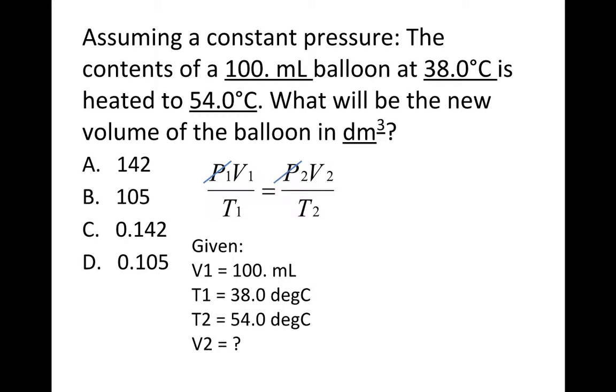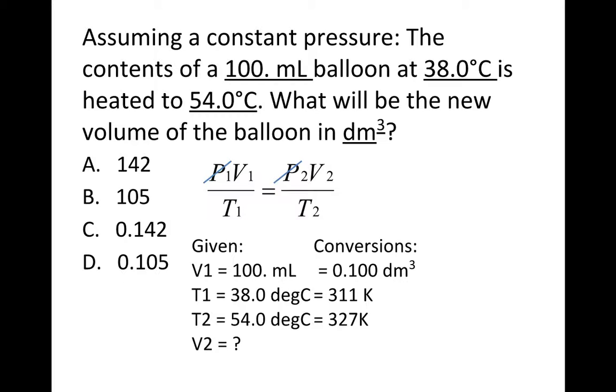And then also I see that I'm going from milliliters to decimeters cubed. Well, I know that there's 1,000 milliliters in a liter, and 1 milliliter is the same as 1 cubic centimeter, so that means there's 1,000 milliliters in a decimeter cubed. So if I have 100 milliliters, I really have 100 divided by 1,000, 0.1 decimeters cubed. So those are my final values after I've converted.